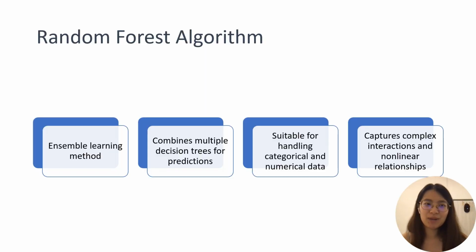Hi, I'm Kate. So I will present the proposed method. The random forest algorithm is an ensemble learning method that combines multiple decision trees to make predictions. It is suitable for our research project as it can handle both categorical and numerical data and capture complex interactions and nonlinear relationships between variables.